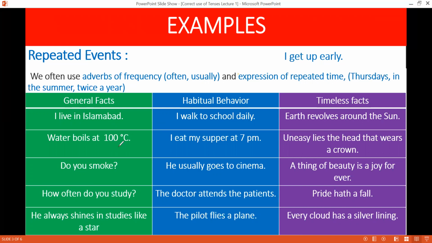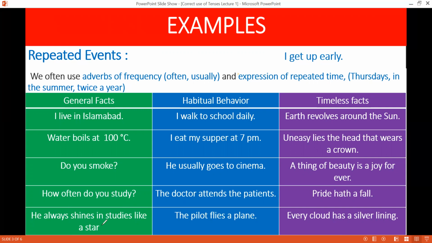Water boils at 100 degrees centigrade. It cannot be changed. 100 degrees centigrade cannot be changed. Do you smoke? Someone is asking someone about the habit which he has had. How often do you study? It is an event or a habit which one has had, and the other one is inquiring about the timings and the length of time one spends in studies.